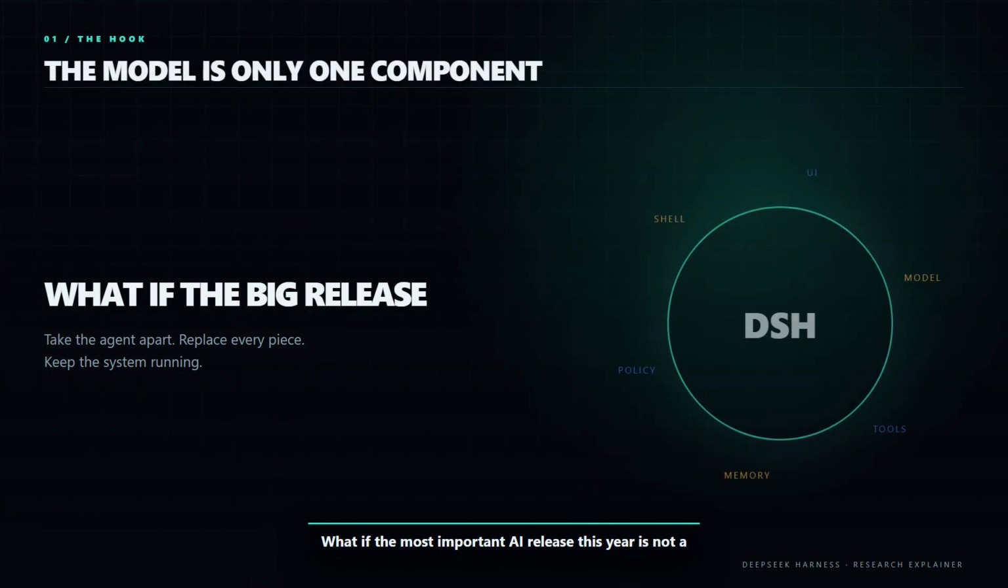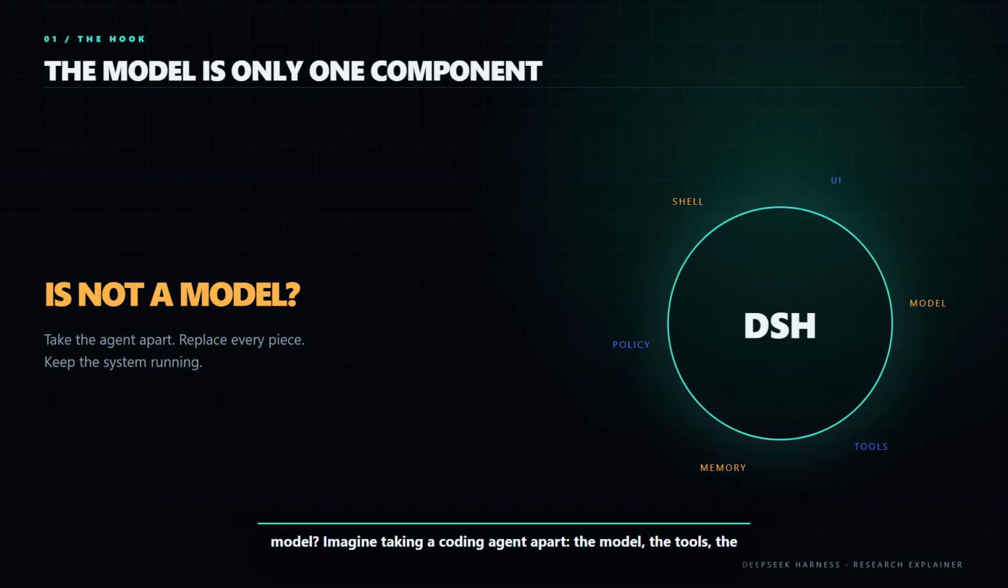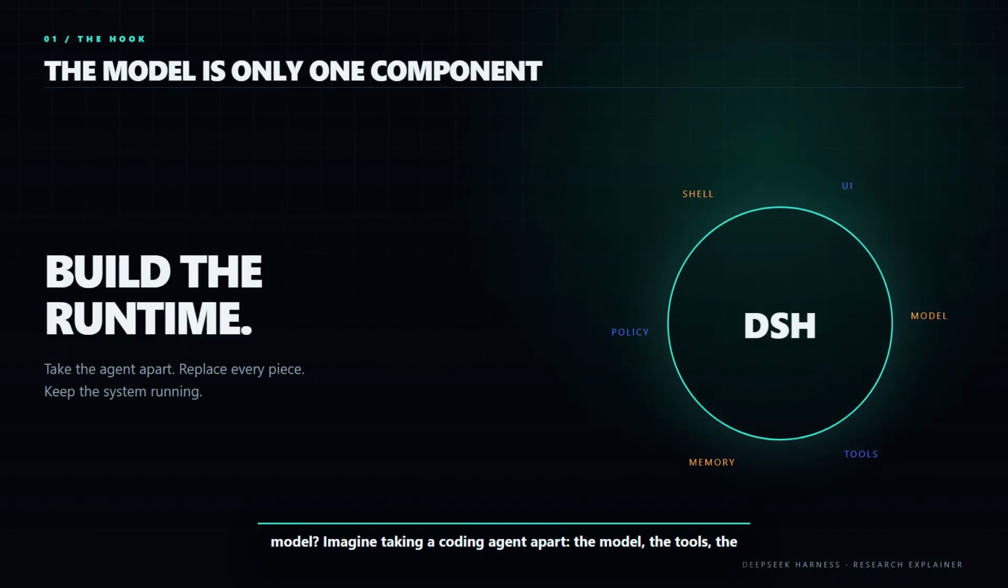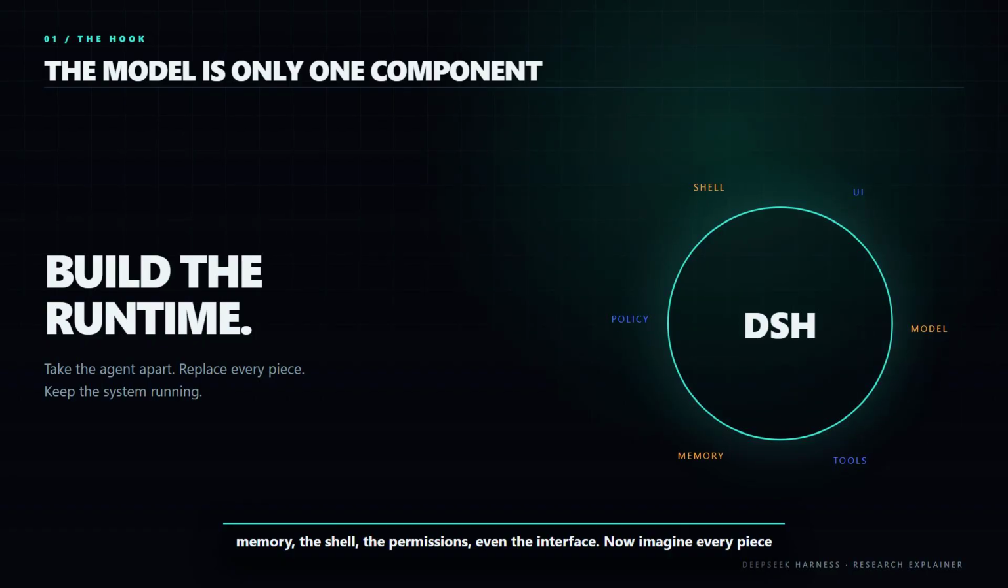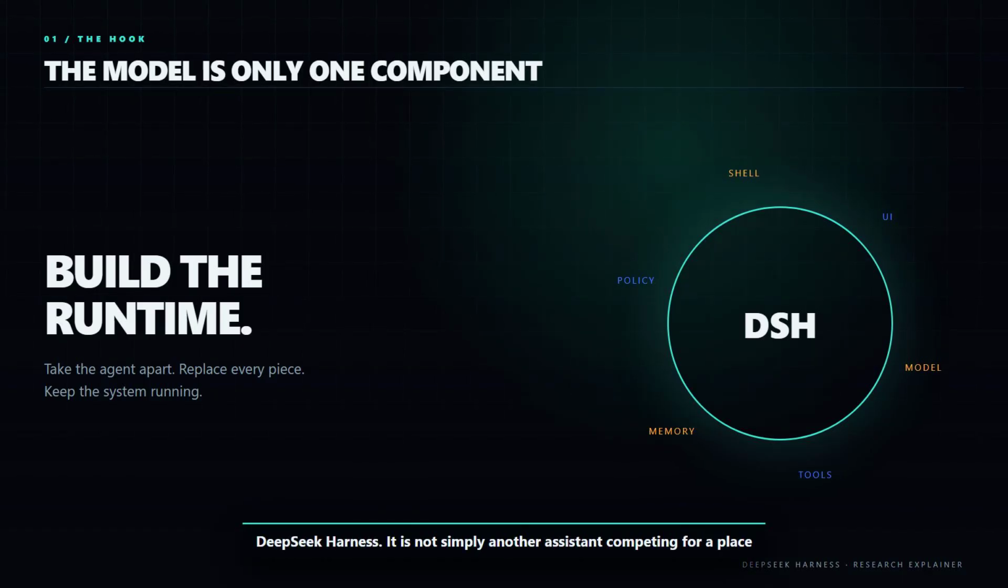What if the most important AI release this year is not a model? Imagine taking a coding agent apart. The model, the tools, the memory, the shell, the permissions, even the interface. Now imagine every piece can be replaced without rebuilding the rest. That is the hook behind DeepSeek Harness.